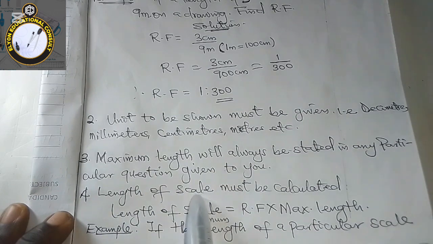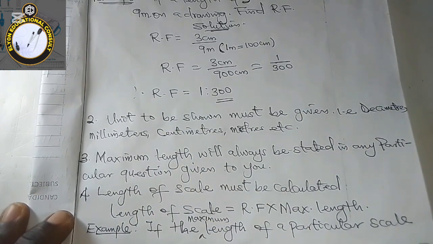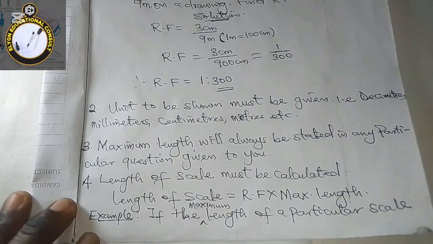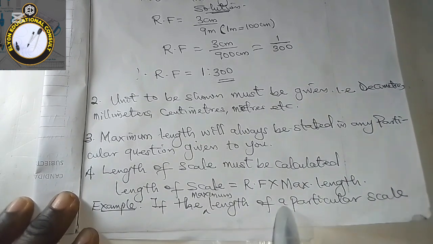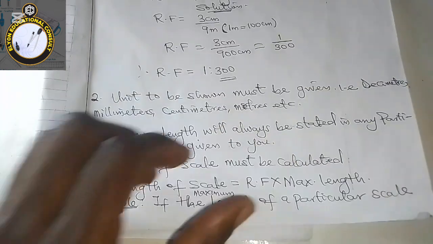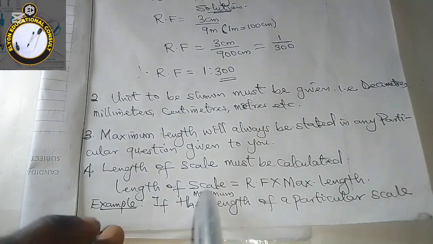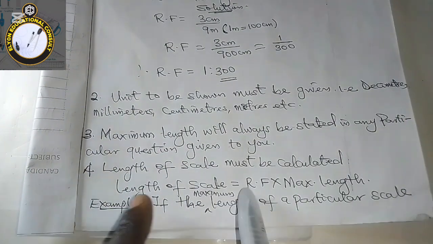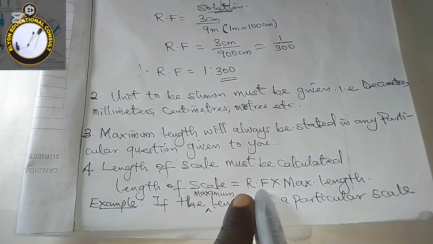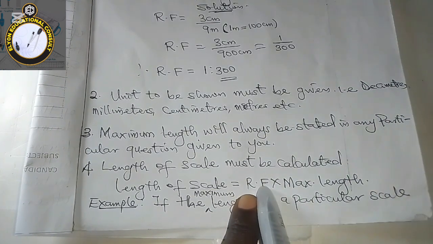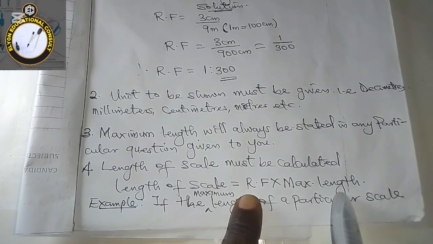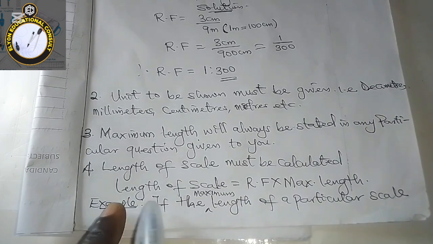Then 4, length of scale must be calculated. Then we will need to calculate the length of scale. How do we calculate length of scale? The length of scale here is always calculated by multiplying the maximum length by the representative fraction. So representative fraction multiplied by the maximum length is going to give us the length of scale.